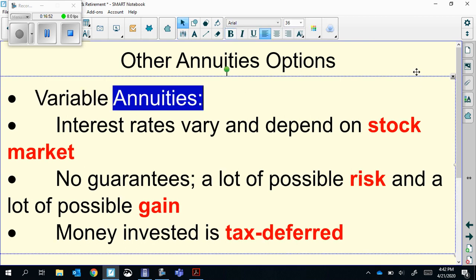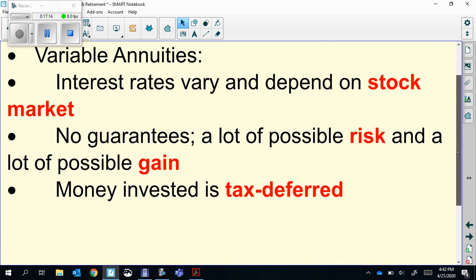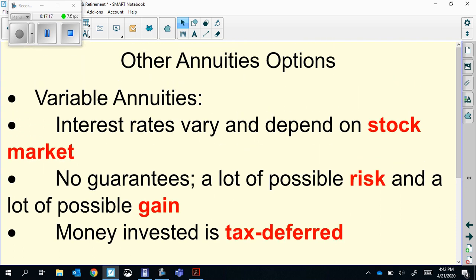All right, so some other annuities out there are variable. Interest rates vary and depend on the stock market. That's pretty common. That's how a lot of investments go. There's no guarantees, lots of possible risk, and a lot of gain. And the money can be tax deferred. Sometimes it's actually tax free, depending on how you do it, if you pay taxes first or not. That's typically how mine personally is. It's stock market dependent, and for the most part, that's just perfectly fine over a long period of time.